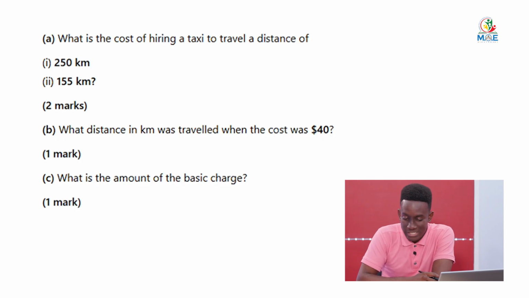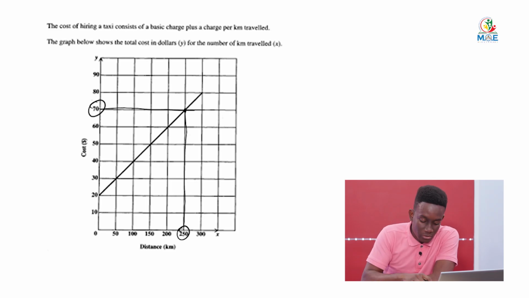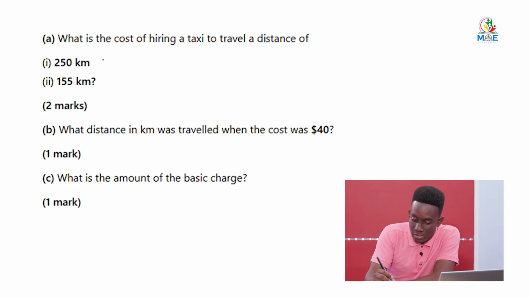The first question says, what is the cost of hiring a taxi to travel a distance of 250 km? So 250 km would be right here. To get the cost of hiring this taxi, we can draw straight up from 250, which will be right here, and then we draw across to get the cost. So we see the cost is $70.